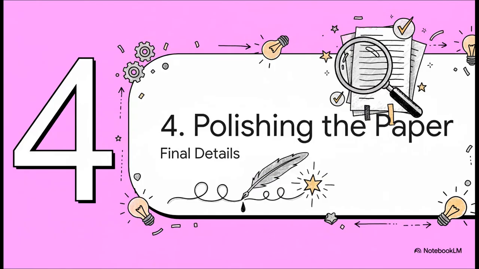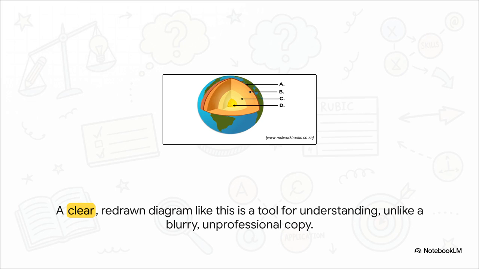Okay, we've got our blueprint, we've written some really smart questions. The last step is to add those finishing touches. These are the little details that can take a test from just good to truly great. Visuals are a big one, and just look at the difference here. On the right, you've got a clean, clear, redrawn diagram. It's a tool for understanding. On the left, a blurry copy-paste job that just causes confusion. We always want to aim for the one on the right.